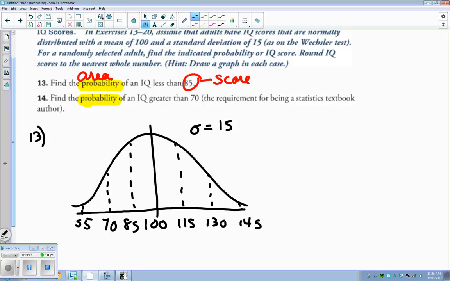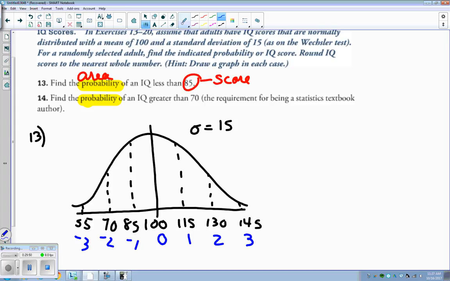These are non-standard scores. I can superimpose the standardized scores over top of that, because I can write that the mean mu is 0 when I standardize it. This is 1, 2, and 3, and -1, -2, and -3. Those are my standard scores. Okay?